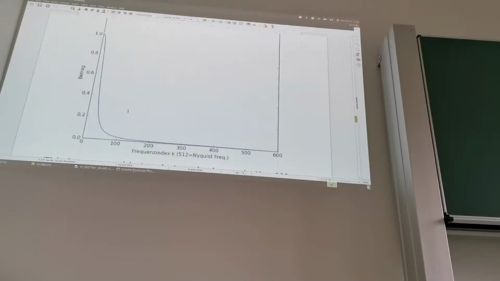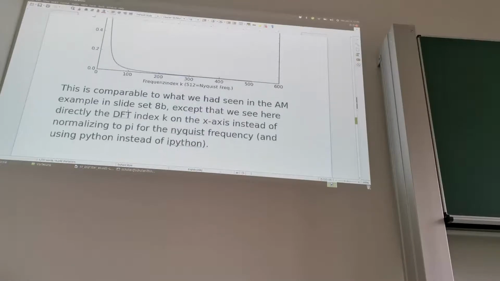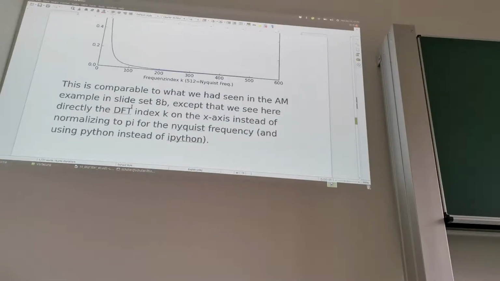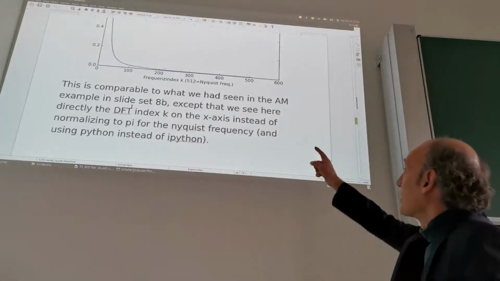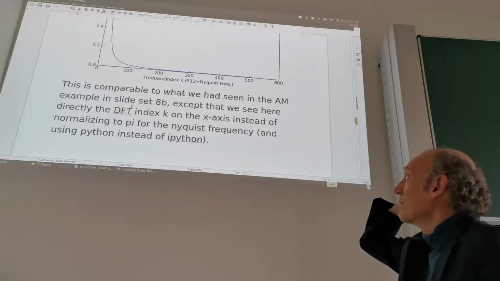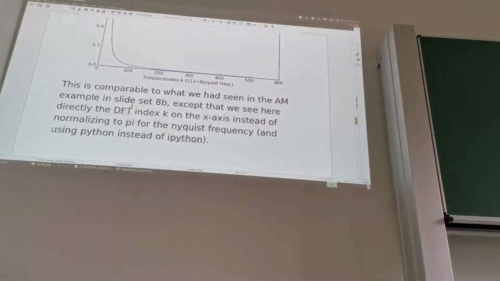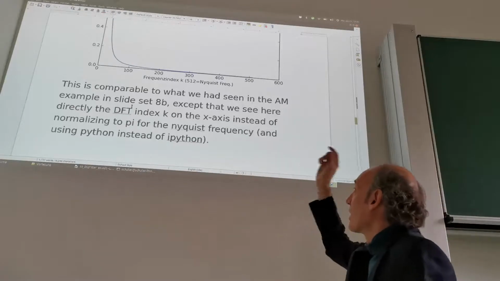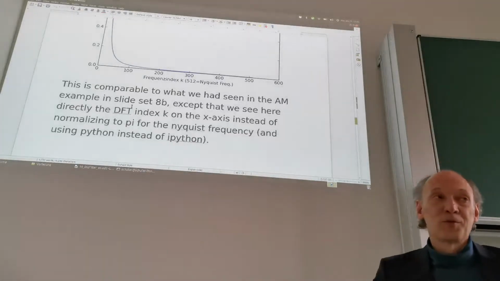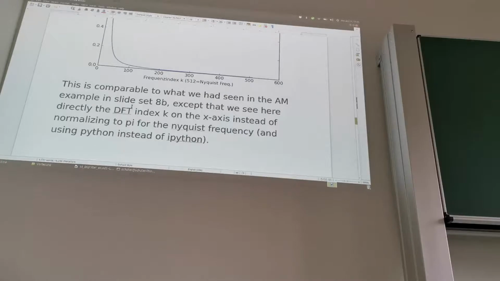Right, so this is what we get. This is exactly what we got in slide 8b, except that now we see directly the DFT index k on the x-axis, to see more clearly what the frequency is doing, instead of normalizing to pi for the Nyquist frequency, which you would normally do using plot x comma plot w comma h.